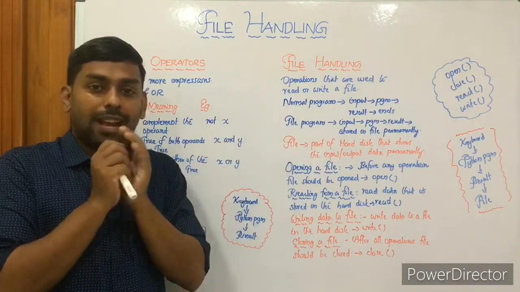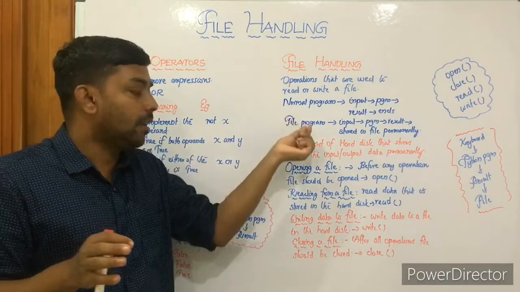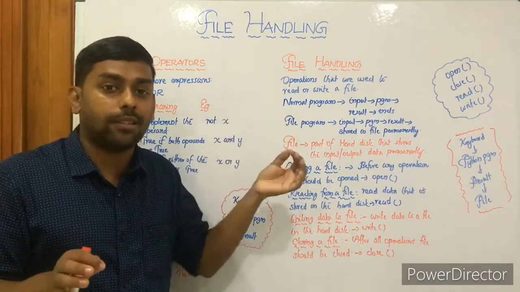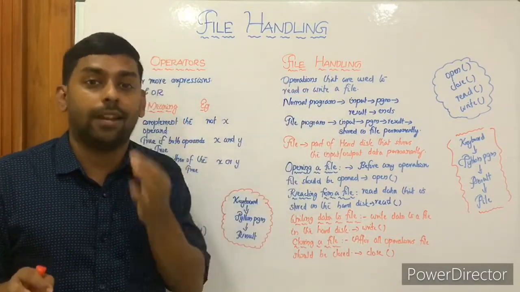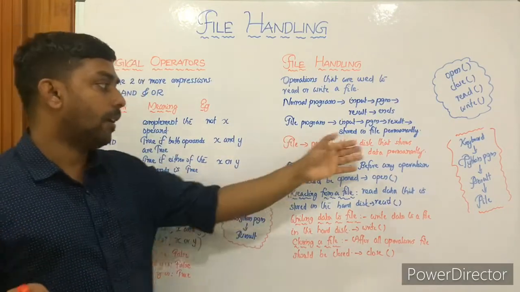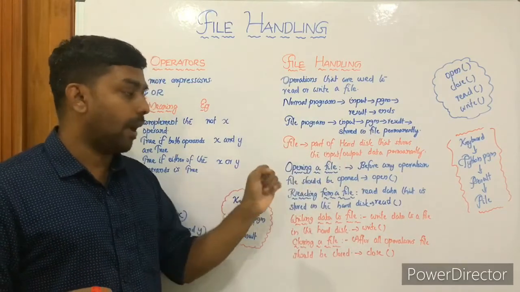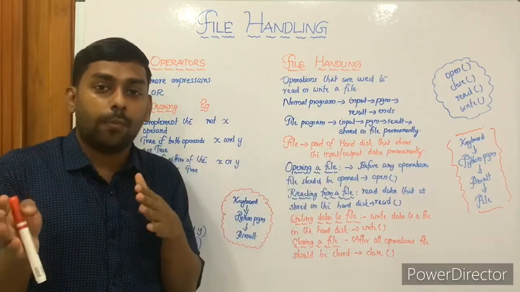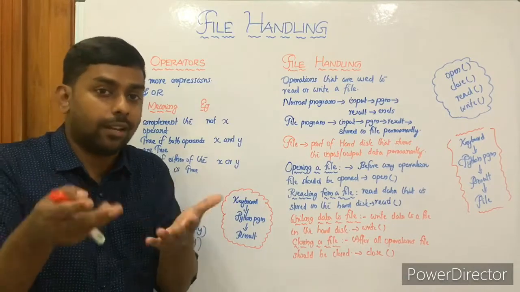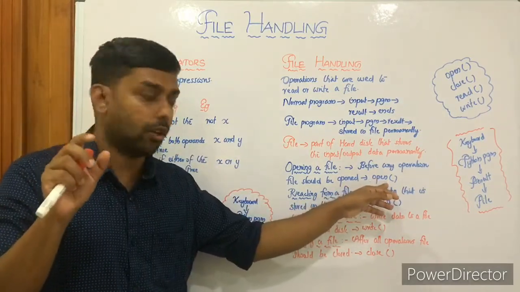In a normal program, after getting the result it vanishes or disappears. Here in file handling, the result will be stored permanently in the hard disk. So a file is a part of the hard disk that stores the input or data permanently. We have seen all this. Then opening a file: before performing any operation, read or write, you have to open it, and we do it using the open function.